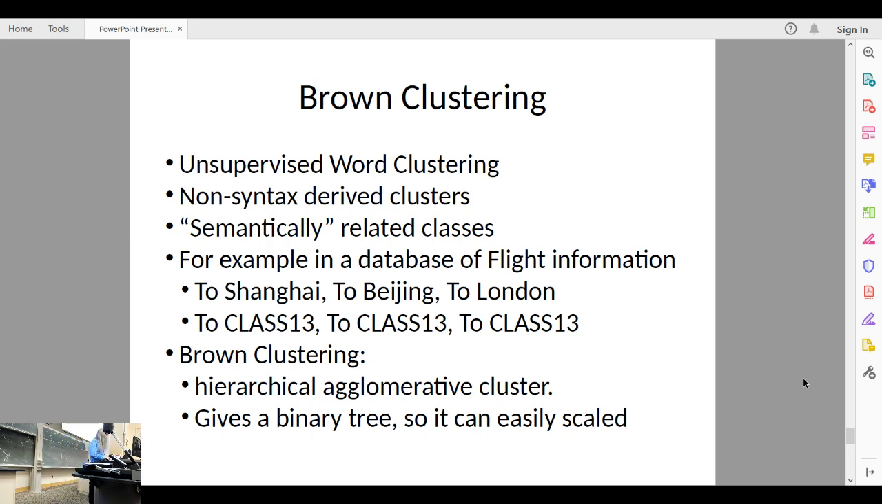You can go to the destination of downtown, shopping mall, or return. What? Return? Yeah, but you can imagine that that's something like a destination, okay? This is actually called hierarchical agglomerative clustering. It has a name. It is a cute algorithm.